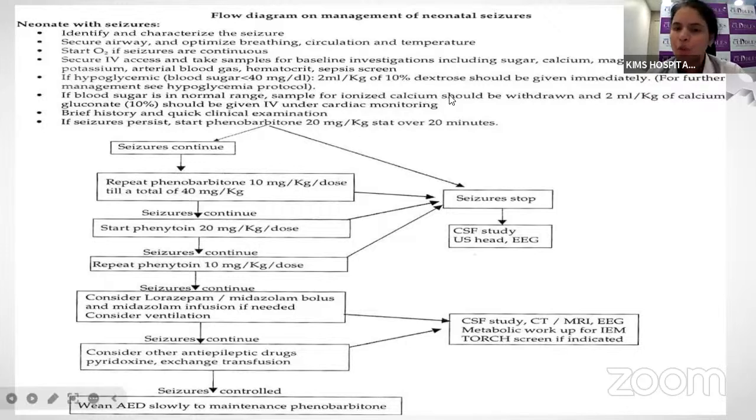If the blood sugar is within the normal range, one has to take a sample for ionized calcium. The ionized calcium sample should be withdrawn, and 2 ml per kg of calcium gluconate 10% should be given IV under close cardiac monitoring over 10 to 15 minutes.